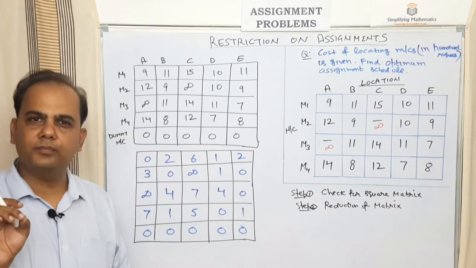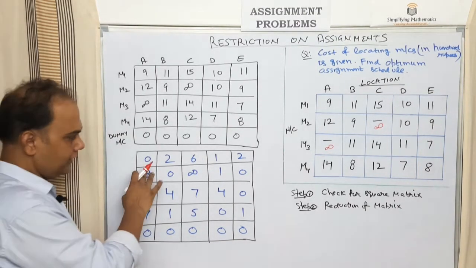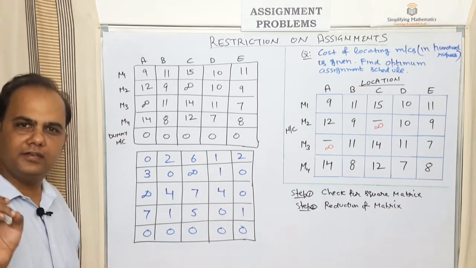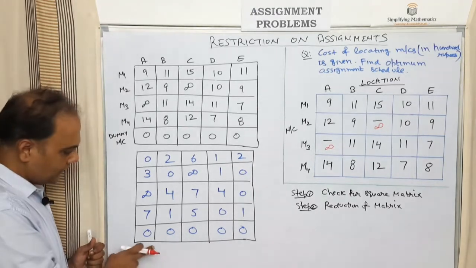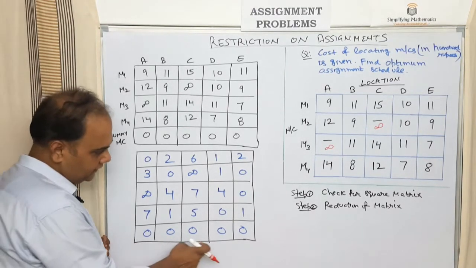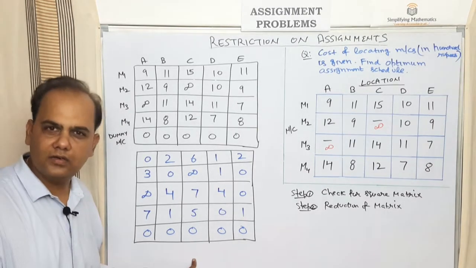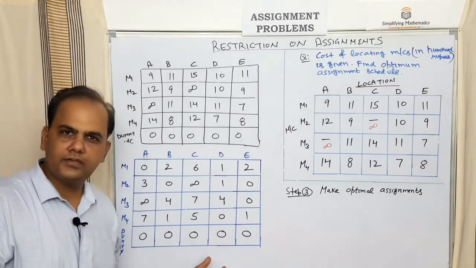After performing the operation row-wise, we have brought at least one 0 in every row. Now you have to check whether there is at least one 0 in every column. In the first column, yes, second, third, fourth and fifth. So there is at least one 0 in every column. This is the reduced matrix of step 2.